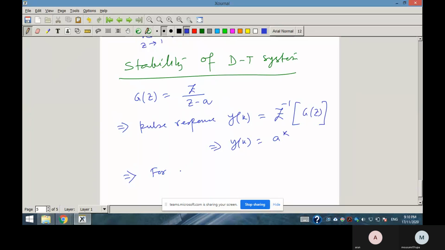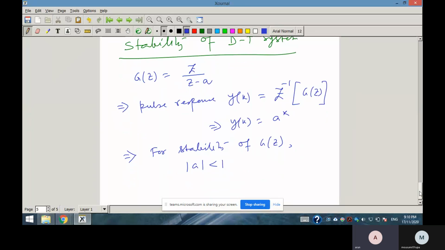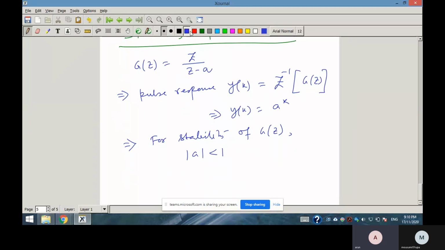So for stability of G(z), what should be the condition? Mod a should be less than 1, because otherwise, as k increases, yk will increase. If mod a is less than 1, then yk will be bounded. As k increases, yk will reduce and come down to 0. In that case G(z) will be stable. So G(z) is stable if mod a is less than 1.